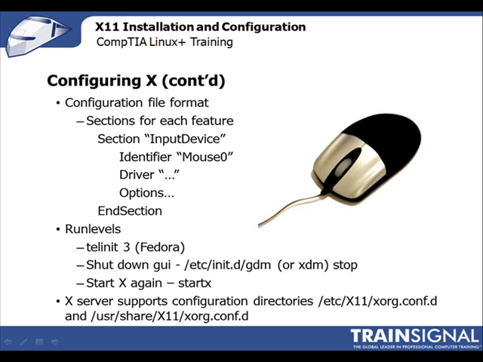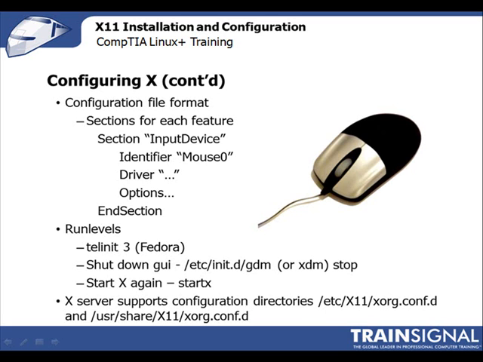Now, since X is often started automatically, you can't very easily test your new settings. Recall when we talked about run levels in the lesson on run levels and system shutdown and reboot? If you remember, there were run levels that you could use to do system maintenance and testing. To test X, you can use run level 3, which will boot the system without the X server loaded. And again, run levels are used on Red Hat derivatives like Fedora. But for Debian-based systems like our Ubuntu test system, you'll need to shut down the GUI with the command /etc/init.d/gdm stop or xdm, depending on your distribution.